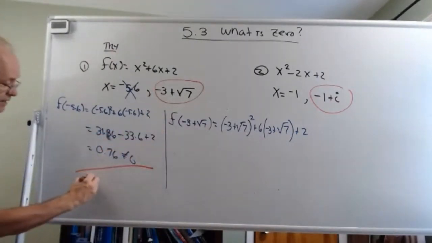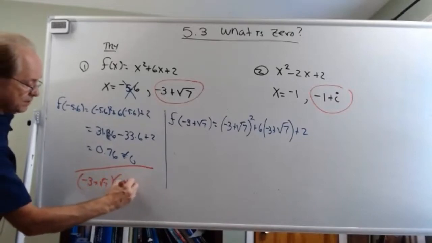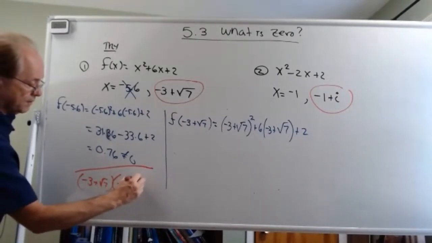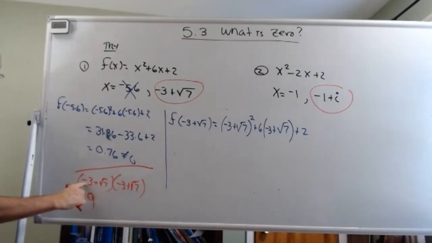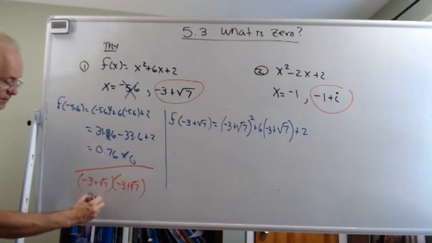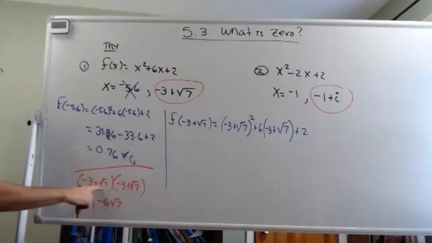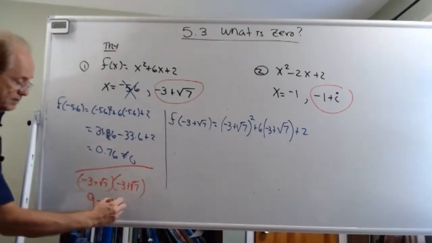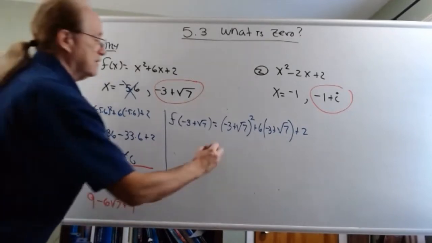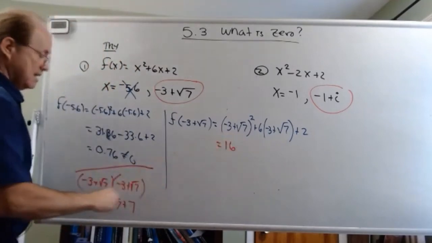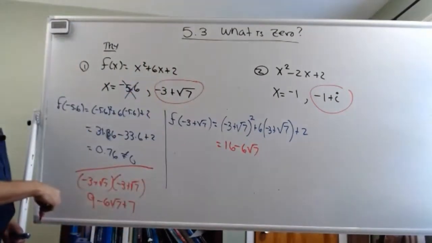So I'm going to write that as negative 3 plus the square root of 7 times negative 3 plus the square root of 7. So negative 3 times negative 3 is a positive 9. And notice what I have: a negative 3 square roots of 7, another negative 3 square roots of 7 gives me negative 6 square roots of 7. Then the square root of 7 times the square root of 7 gives me 7. I can add the 9 and the 7 together, and this just gives me 16 minus 6 square roots of 7. Okay, so I multiplied that out.